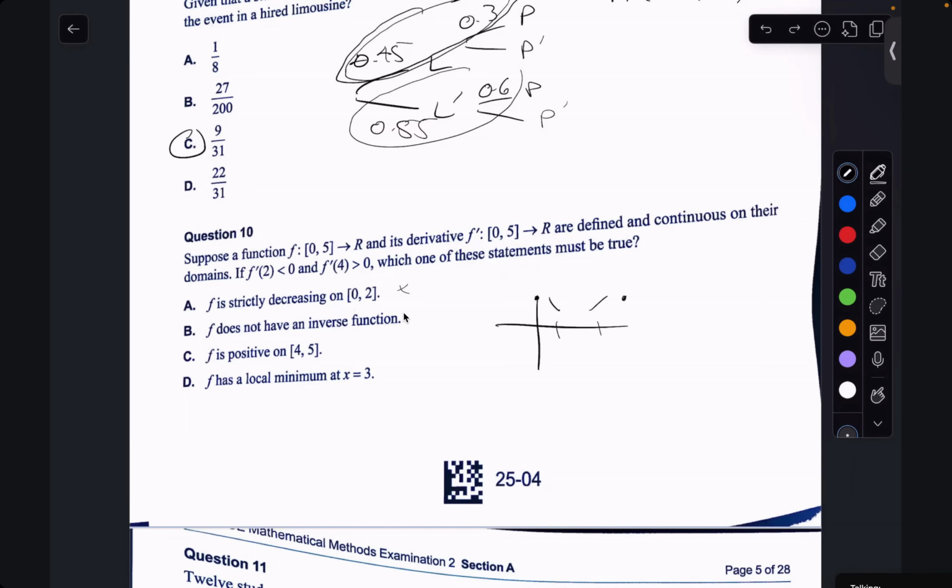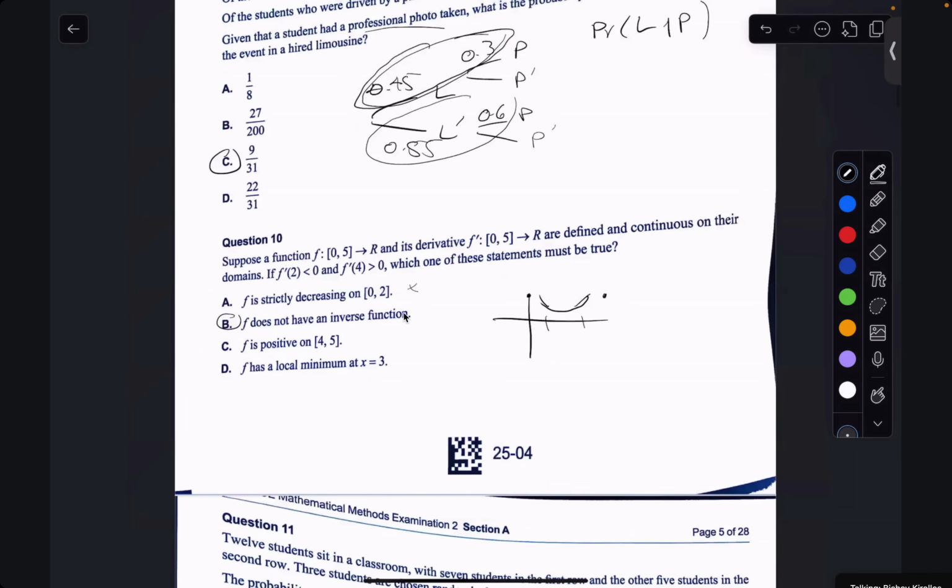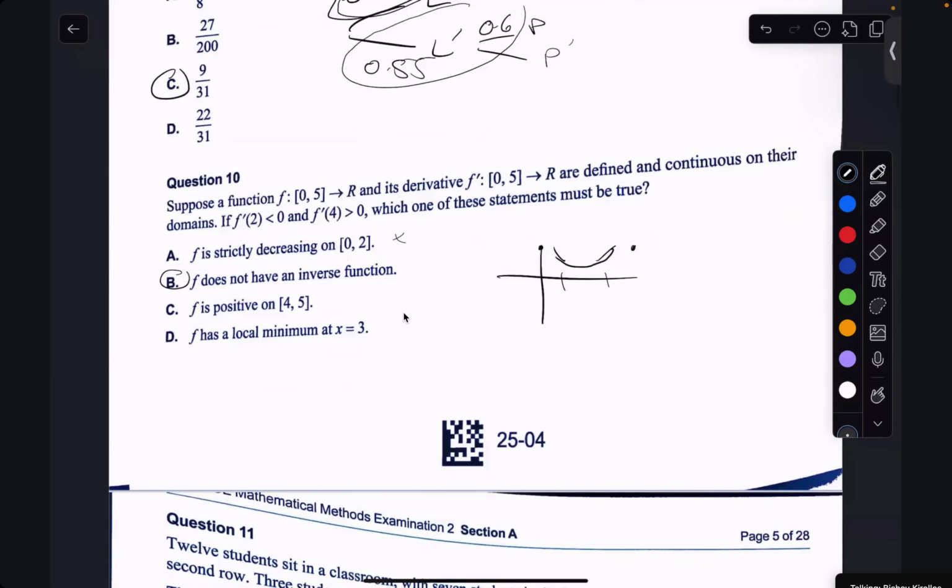F does not have an inverse function. Well, it has to come and turn around, and then it won't be 1 to 1 anymore. So it can't have an inverse function. And we'll just check the others. We don't know if it's positive or negative. This same thing could happen here. And f has a local minimum. It doesn't necessarily have to be in the middle.